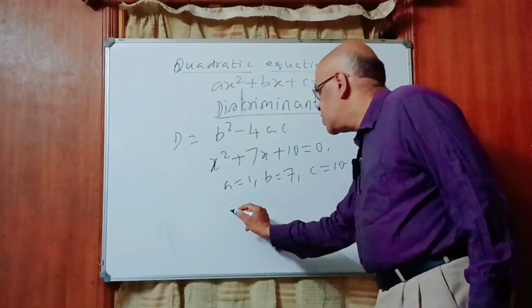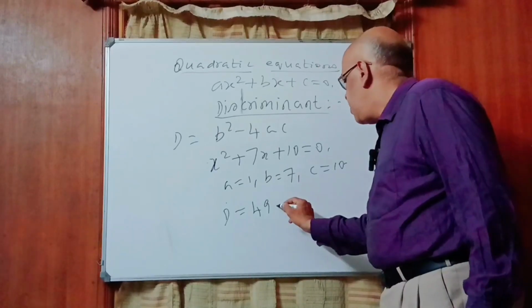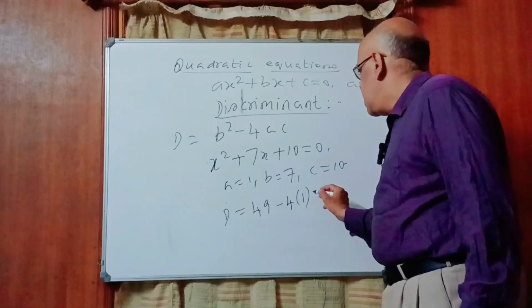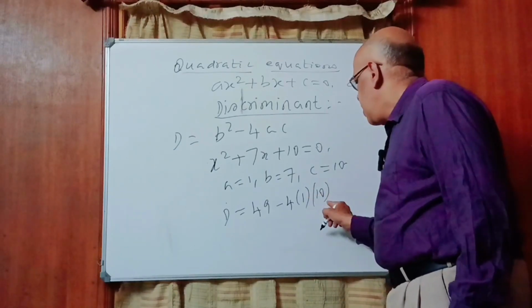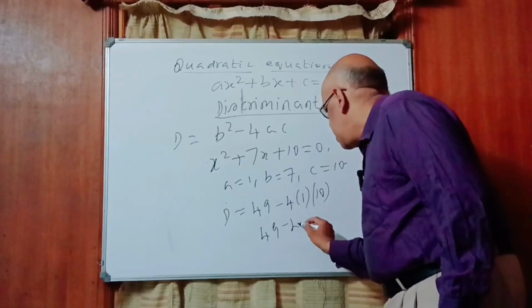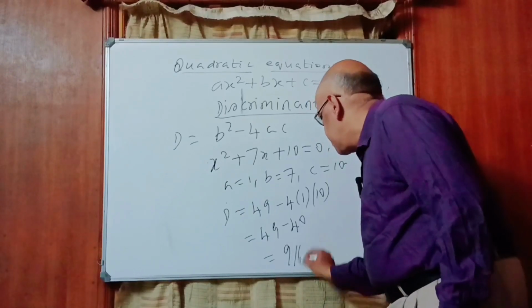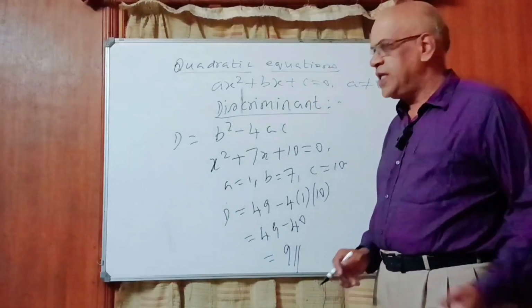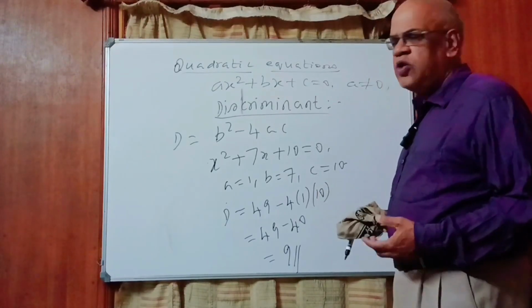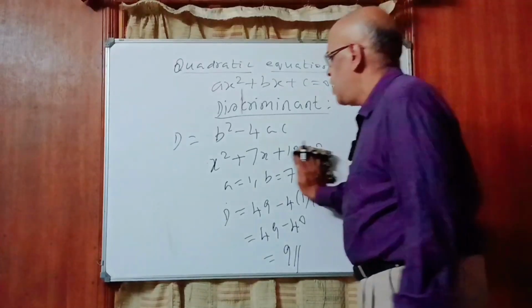What is the discriminant? b square. b square is what? 7 square. D is equal to 49. Then minus 4ac. 4 into a is 1, c is 10. 4 ones are 4, 4 tens are 40. 49 minus 40 is equal to 9. Value of discriminant is 9, children. So that's it for that 1 or 2 mark question. Discriminant D is equal to b square minus 4ac.